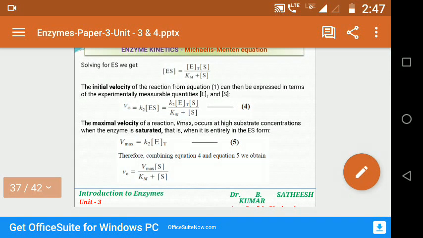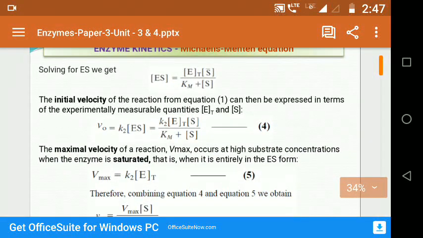Okay. So now we solve for ES, that is the important thing we have to solve for, because V equal to K2 into ES, that is the first equation. In that equation we have to solve for ES. So for solving for ES, we will get ET S by Km plus S.